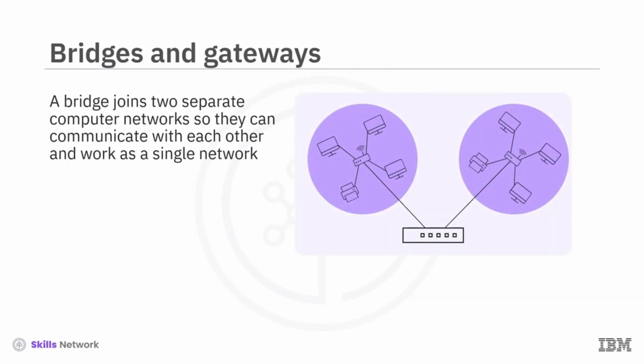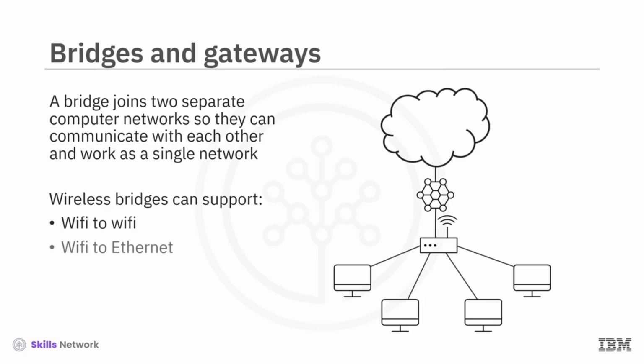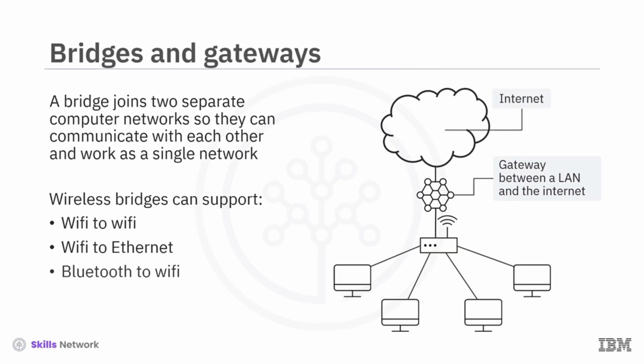A bridge joins two separate computer networks so they can communicate with each other and work as a single network. Bridges can be wired or wireless. Wireless bridges can support Wi-Fi to Wi-Fi, Wi-Fi to Ethernet, and Bluetooth to Wi-Fi connections. A gateway is hardware or software that allows data to flow from one network to another, for example, a home network to the Internet. Gateways are distinct from routers or switches in that they use multiple protocols to connect multiple networks.